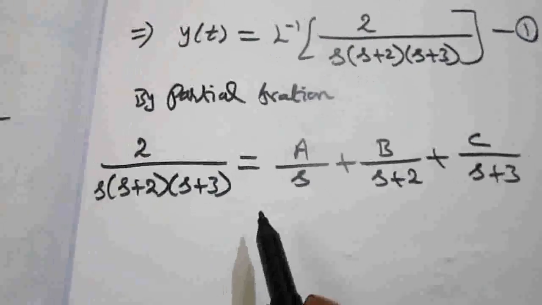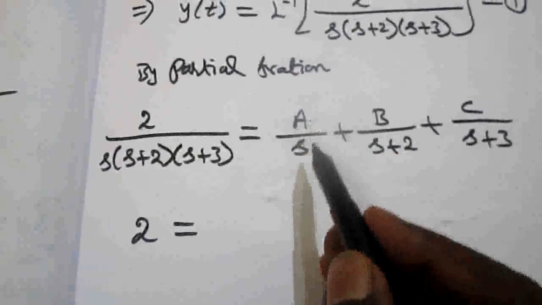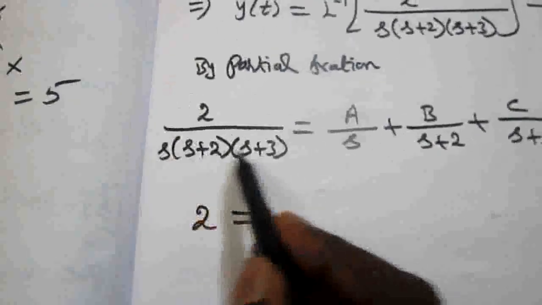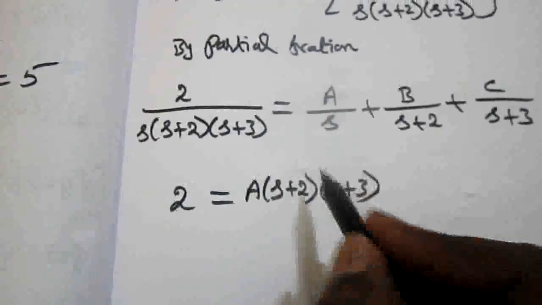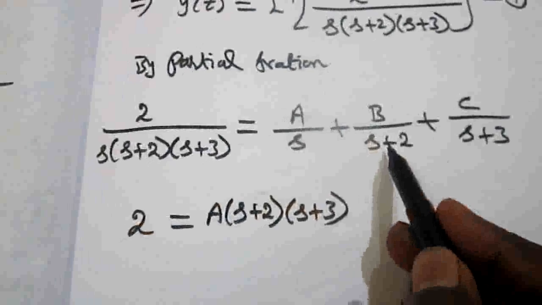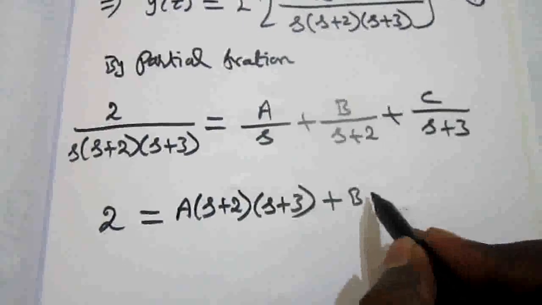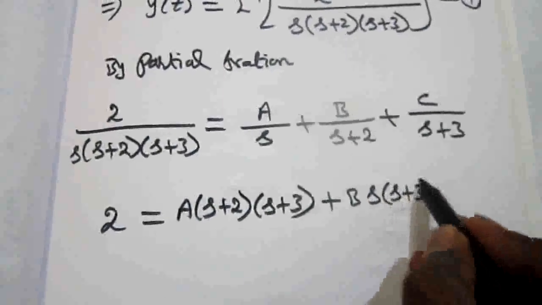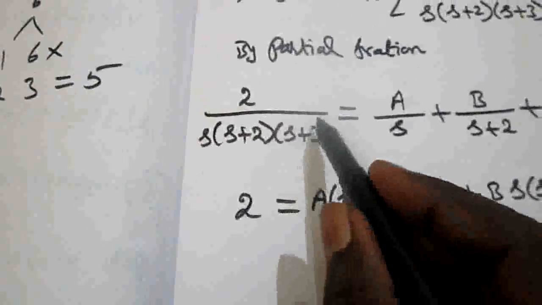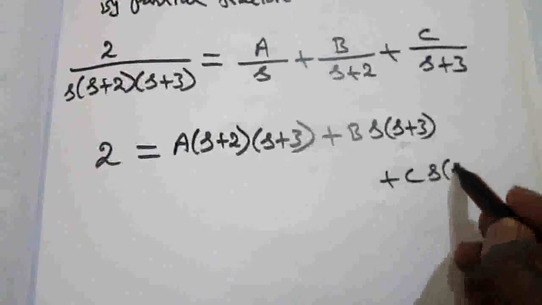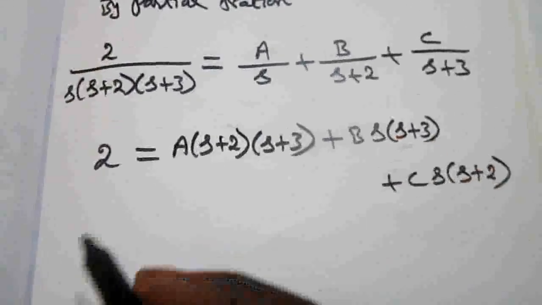Okay, so now I am going to take the LCM and cancel the denominators. So 2 is equal to a, the denominator is s, so cancel s, the remaining terms are s plus 2 into s plus 3. B, the denominator is s plus 2, cancel s plus 2, remaining s into s plus 3. So b into s into s plus 3, plus c, the denominator is s plus 3, cancel s plus 3, remaining s into s plus 2. So now I am going to find a, b, c by putting different values for s.